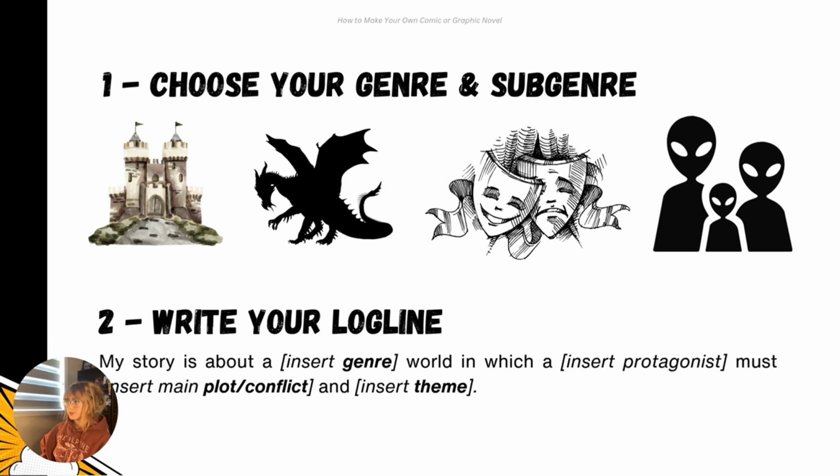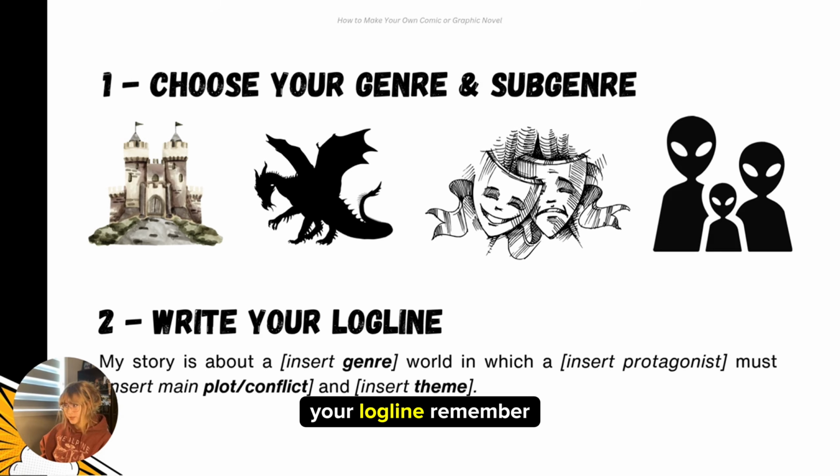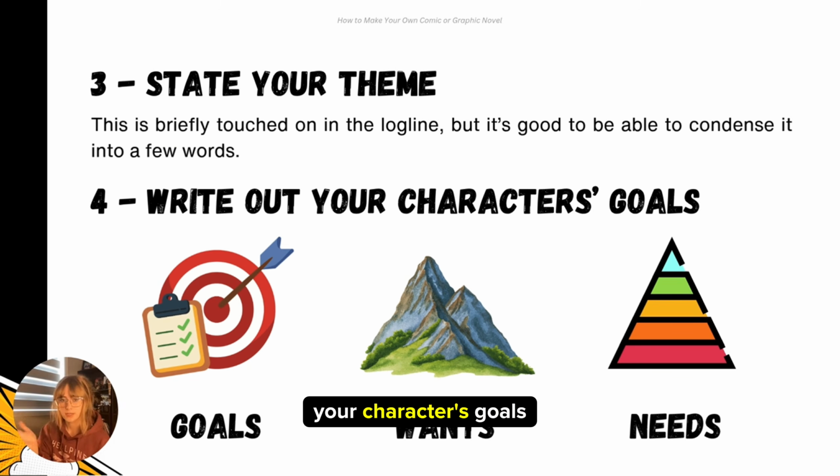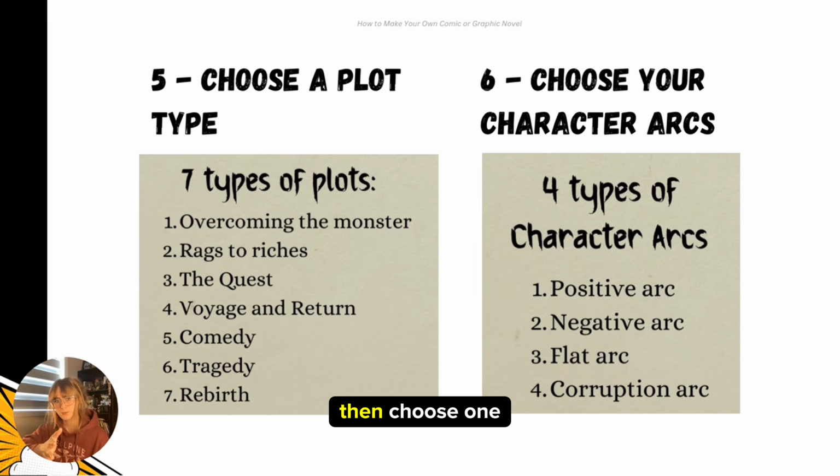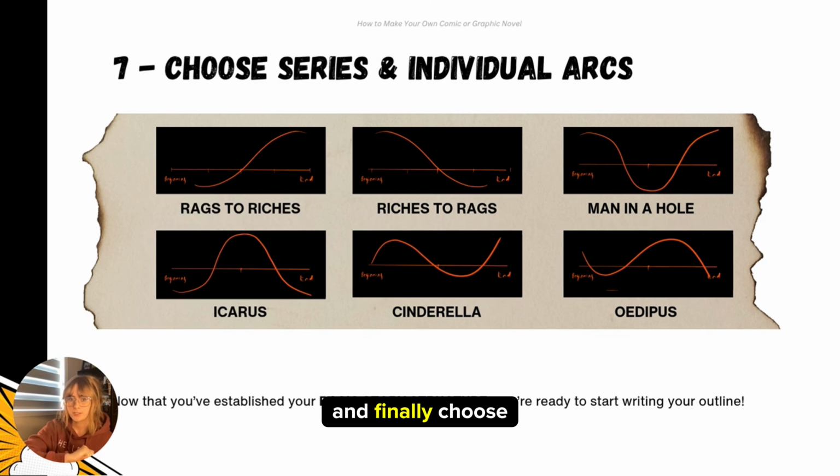So now that you've answered all those basic questions, you're ready to get started on actually writing your outline. So first, you're going to choose your genre and your subgenre. After that, write your logline, state your theme, then write out your character's goals, wants, and needs. Choose one of the 7 types of plots, one of the 4 types of character arcs for each of your characters, and finally choose your series and individual arc.